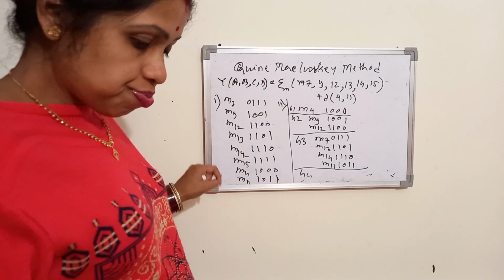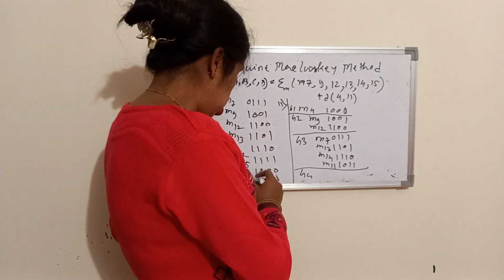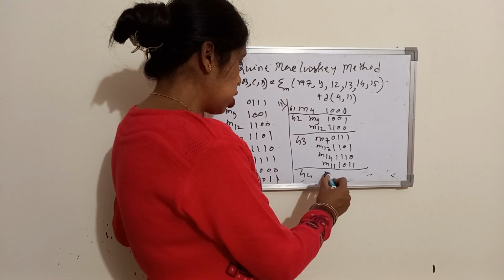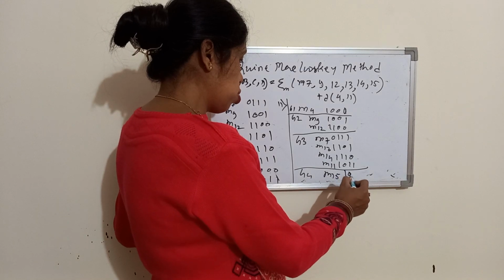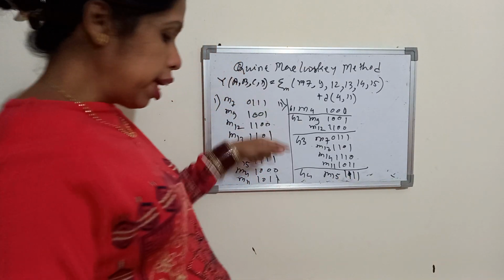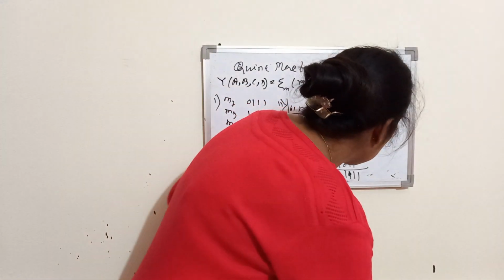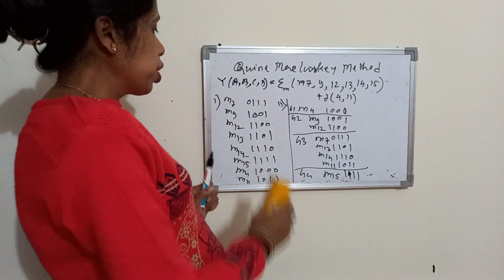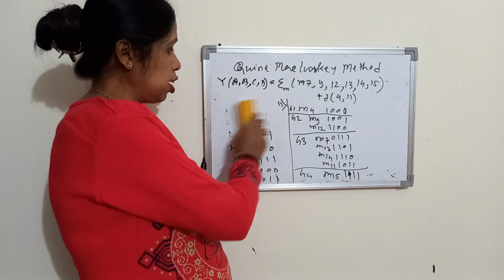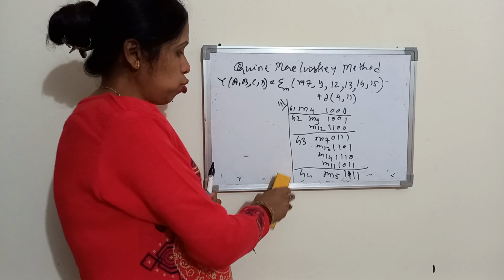Next is M15. You can see it has four ones. Okay, so I have a total of four groups based on the number of ones. This was the first procedure, and this is the second procedure. Now I have to consider the third procedure.